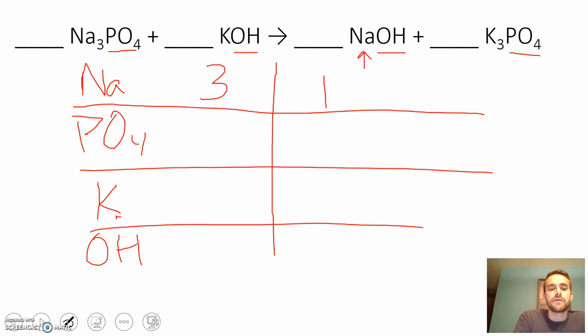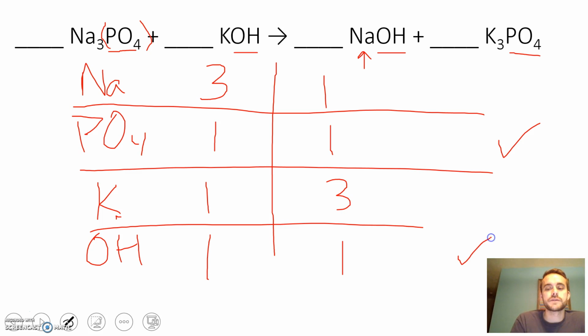On the left we have only 1 PO4. Don't get confused. That 4 is only saying 4 oxygens, but the PO4 total means that it's phosphate, which is an ion. On the right we also have 1 PO4, so our phosphates are matched up. So we may not want to mess with that. Potassium, we have 1 on the left, 3 on the right, and hydroxide we have 1 of each, which means it's currently balanced. Okay, so if we notice, Na and K are our 2 issues.